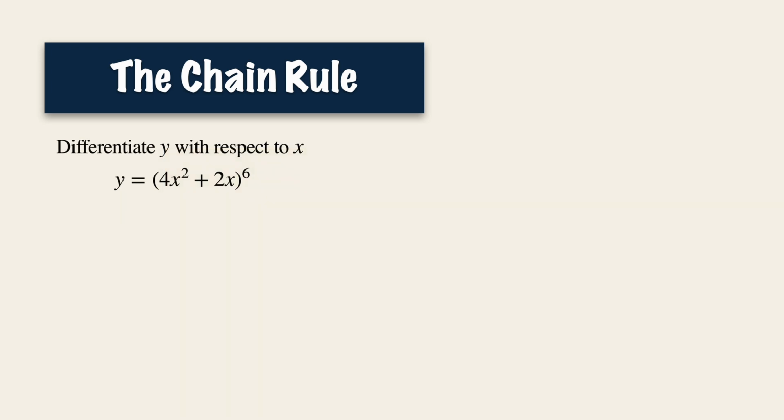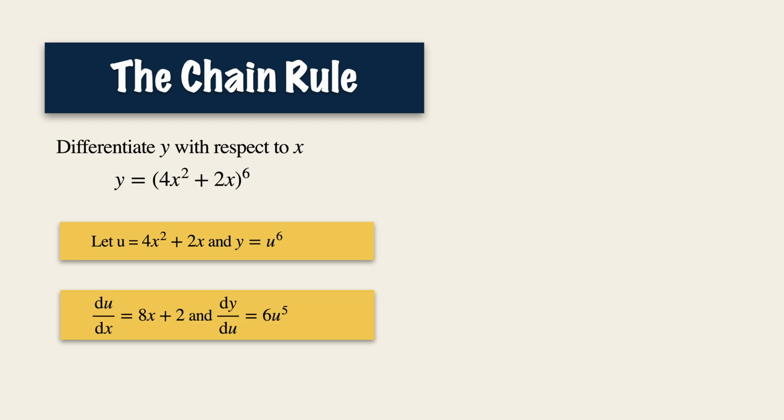Now, using back the example y equals (4x squared plus 2x) to the power of 6, let's try to use the chain rule to help us differentiate this expression. Firstly, let u equal 4x squared plus 2x, the expression within the brackets, and let y equal u to the power 6. Let's differentiate term by term. So du over dx is equal to 8x plus 2, and dy over du is equal to 6u to the power 5.